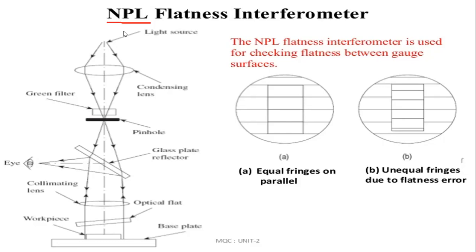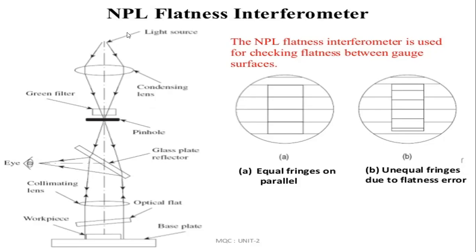So this NPL Flatness Interferometer is used for checking the flatness between the gauge surfaces. So they are going to check the flatness between these gauge surfaces. Here you can see the schematic diagram of the NPL gauge interferometer.